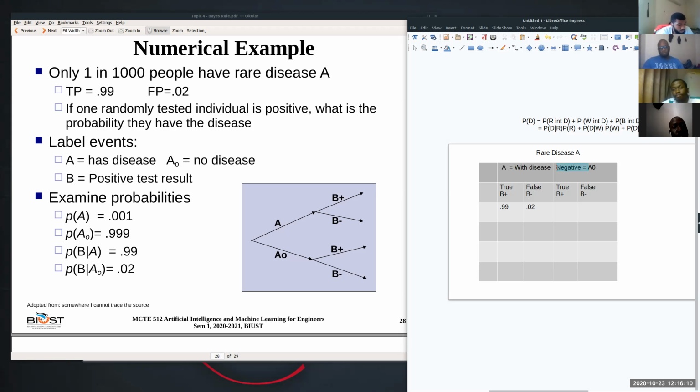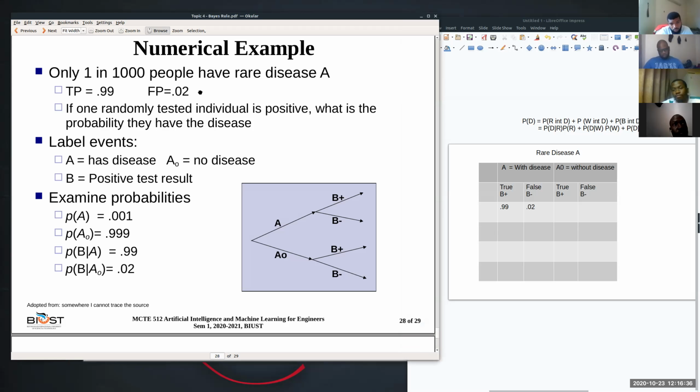And A0 is without disease. Okay, so now it will change. So what is this one? The true positive. So when you have a disease and you tested positive, that's 99%. Okay, this is false positive. Where is this?